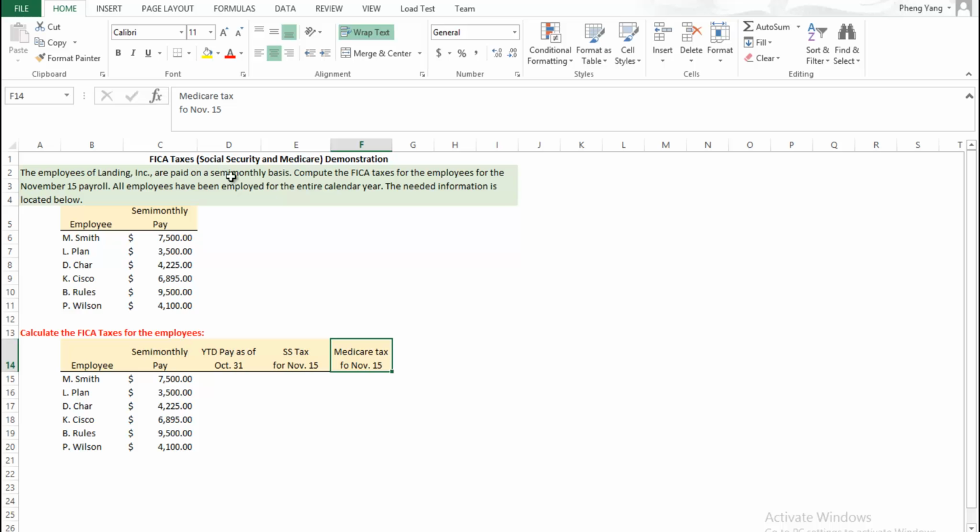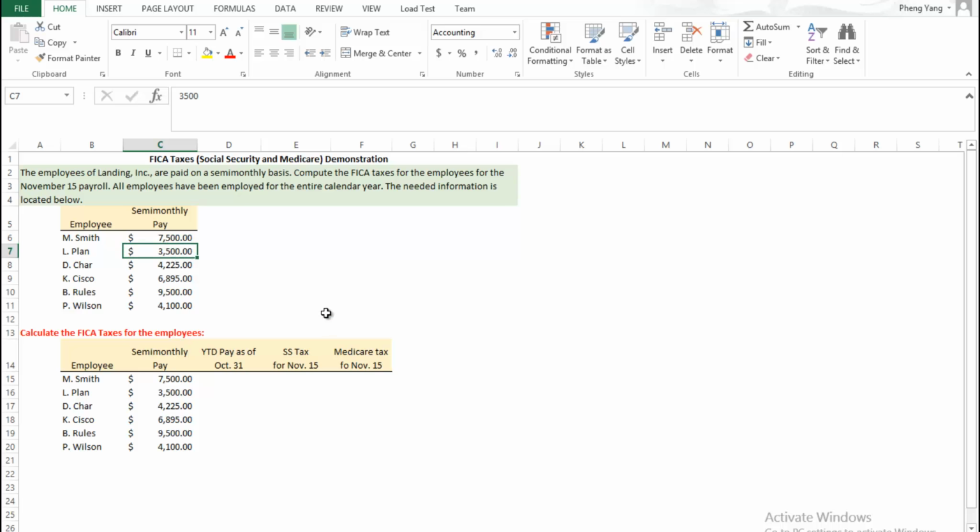They are paid on a semi-monthly basis. We're going to calculate the FICA taxes for the employees for the November 15th payroll. All employees have been employed for the entire calendar year, and the needed information is located below. So here we've got 6 employees: Smith, Plan, Char, Cisco, Rules, and Wilson. And they also gave us their semi-monthly pay amount. So twice a month, Smith gets $7,500 and so on.